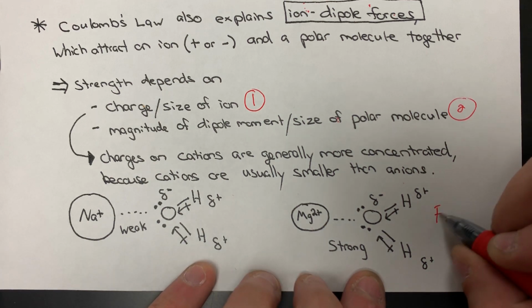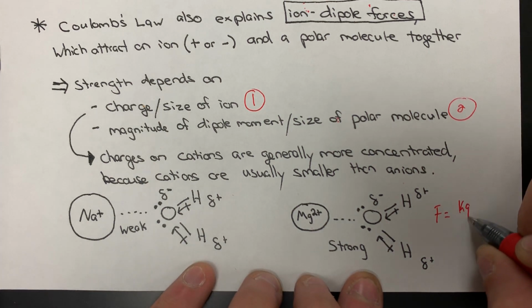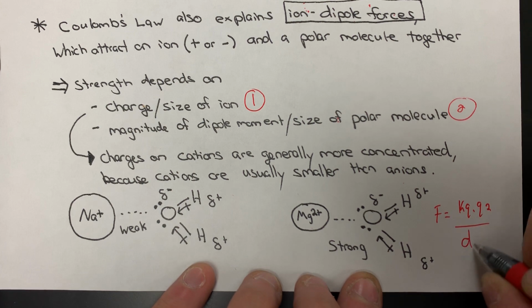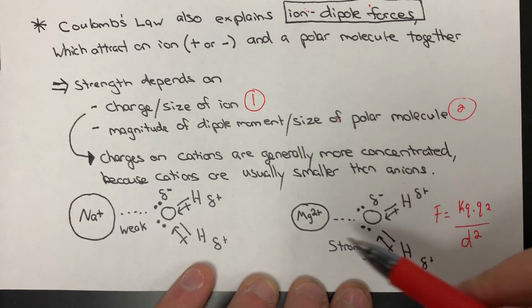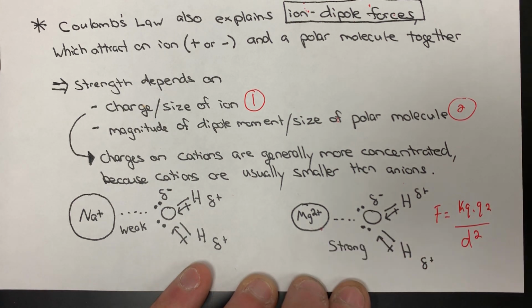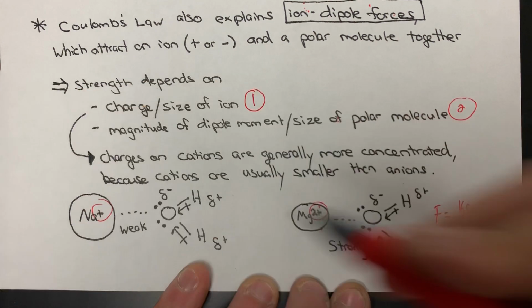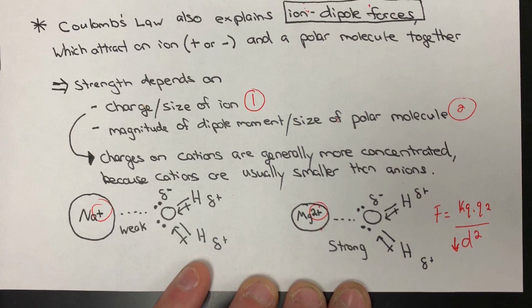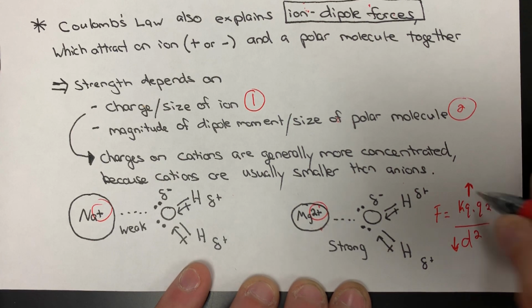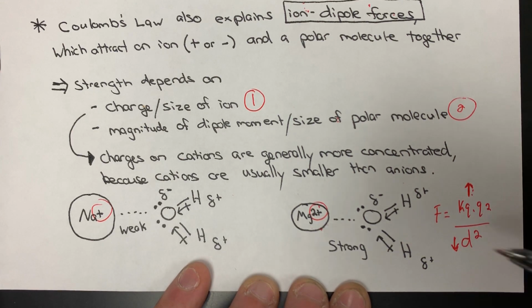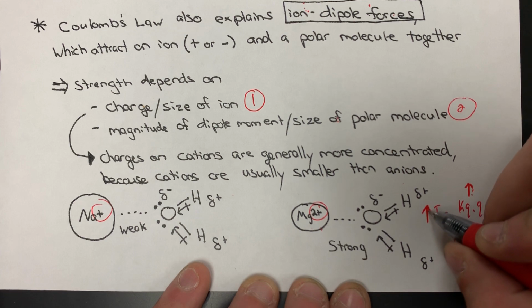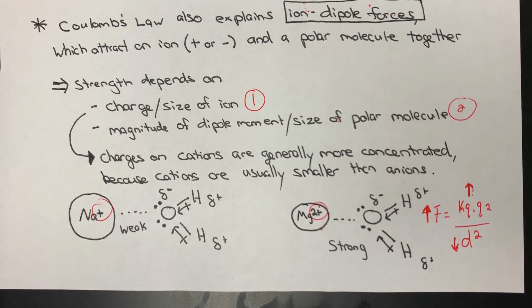Again, relating back to Coulomb's law, force equals k Q1 Q2 over d squared. Whenever we can make the ion smaller, that's going to drive down the distance. And whenever we can have a larger charge, say +2 as compared to +1, that's going to bring up this term. Both of these things reinforce each other to ultimately arrive at a stronger intermolecular force, okay?